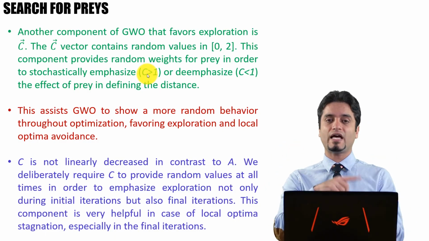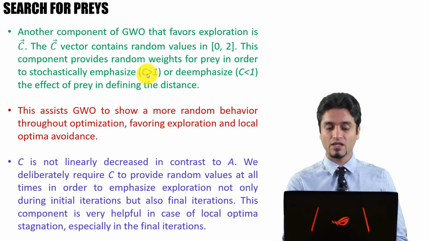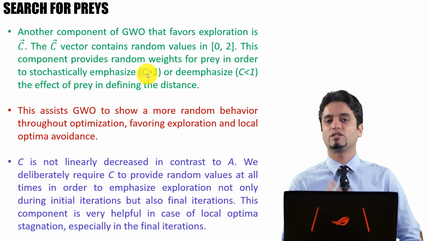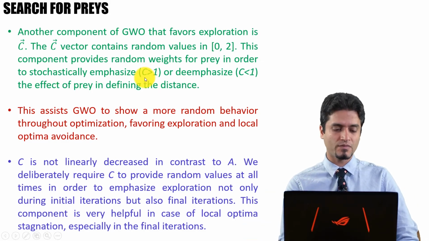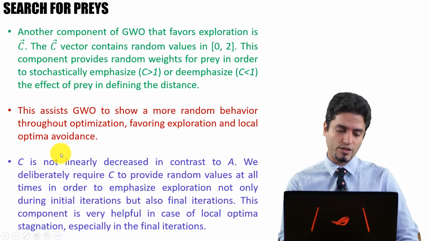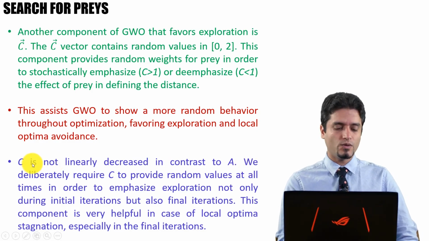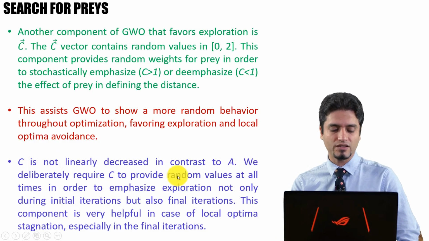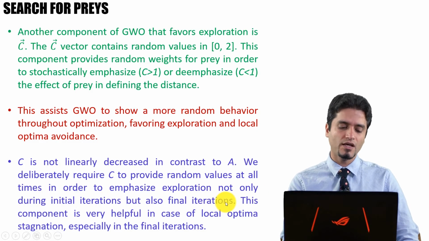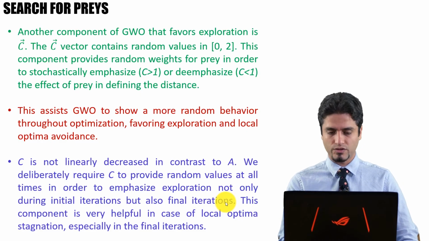Switching between less than 1 and greater than 1 is done stochastically, and it doesn't change based on the iteration. So it always provides that sort of mechanism. This assists GWO to show a more random behavior throughout optimization, favoring exploration and local optimal avoidance. C is not a linear decrease, in contrast to A. In contrast to A, we deliberately require C to provide random values at all times in order to emphasize exploration, not only during the initial iterations, but also the final iterations. This component is very helpful in case of local optimal stagnation, especially in the final iterations.